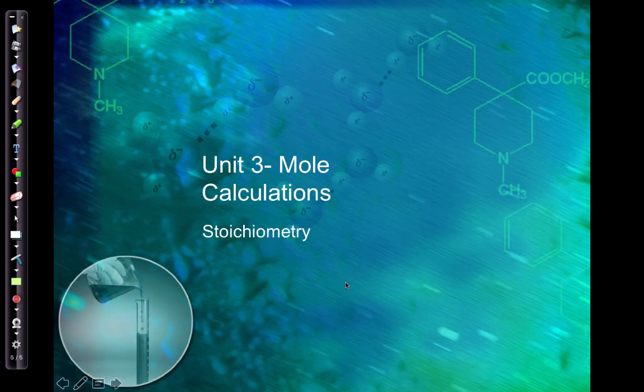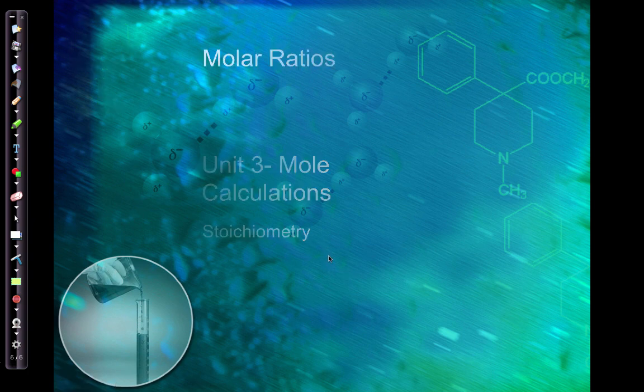Alright, so in this video we are going to review stoichiometry. So we have been working on just basic mole calculations, and really what we've been doing is converting one unit of one thing to another unit of the same thing. With stoichiometry, we're going to convert one unit of something to a unit of something else. So it's always about going between different substances.